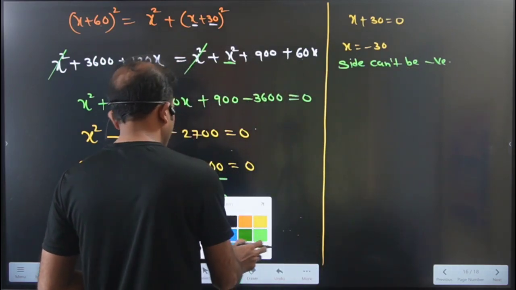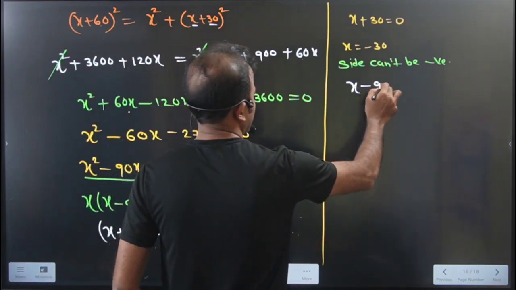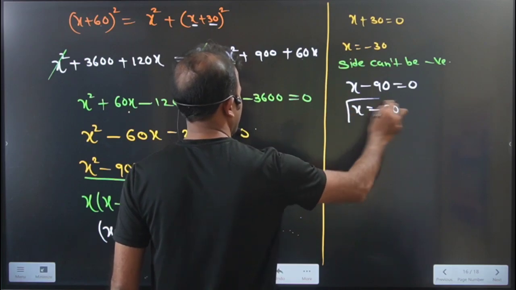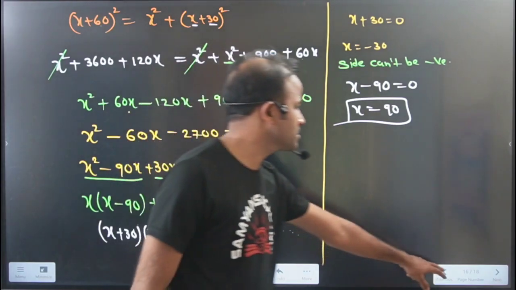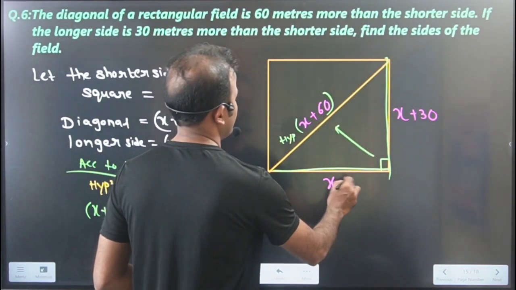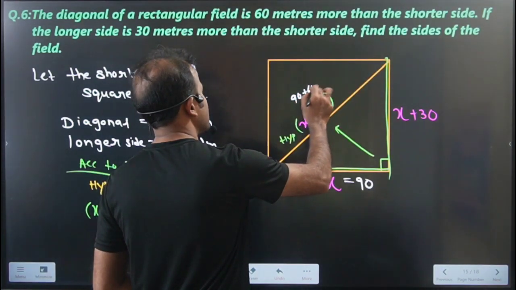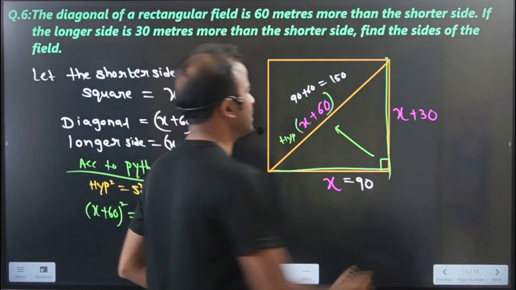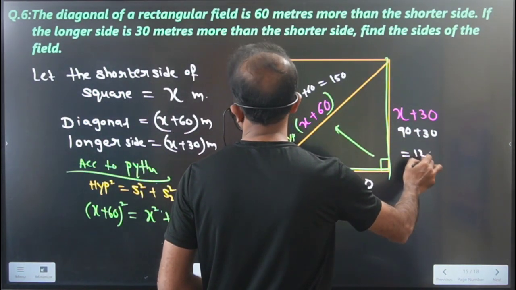So one more value we have here, x minus 90. You make x minus 90 equal to 0, then x equal to 90. Okay, this is your answer. The shorter side will become how much now? The shorter side will become 90. The diagonal will become 90 plus 60, which is equal to 150. And the longer side will become 90 plus 30, which is equal to 120.